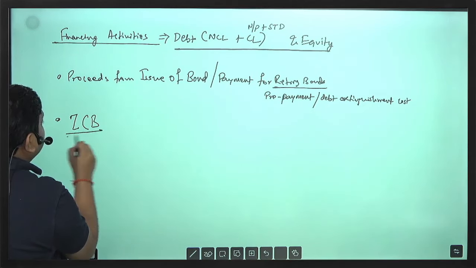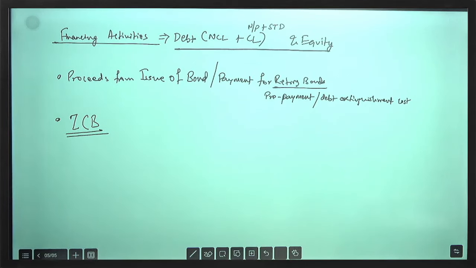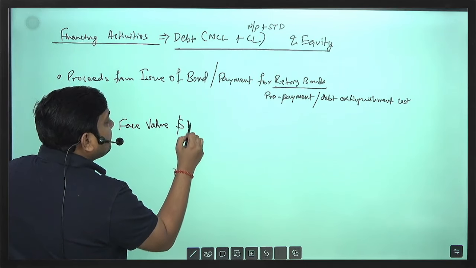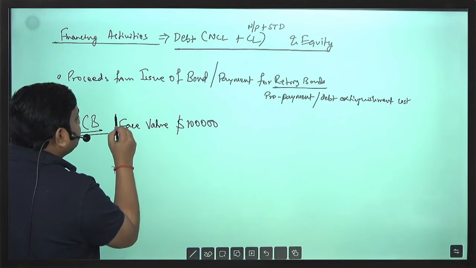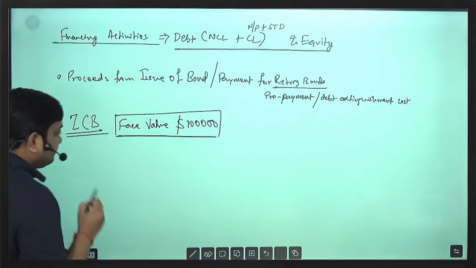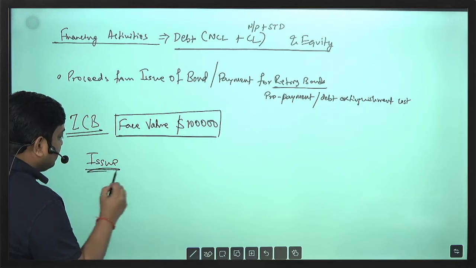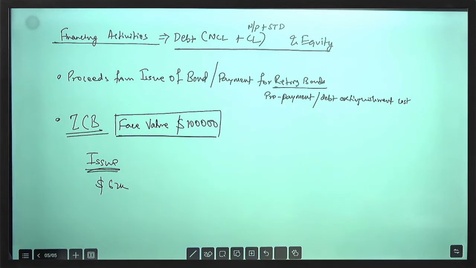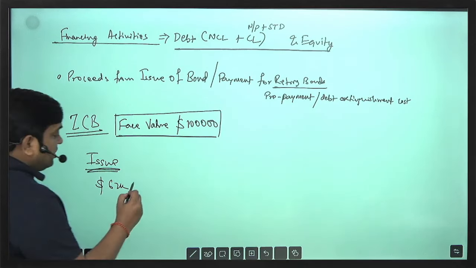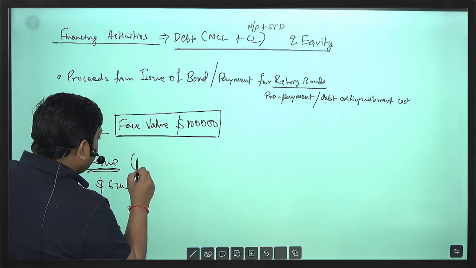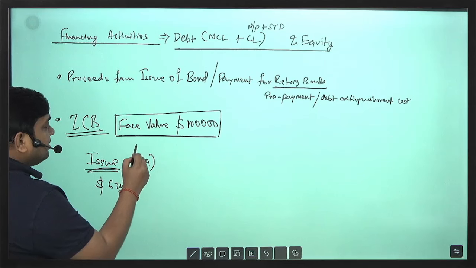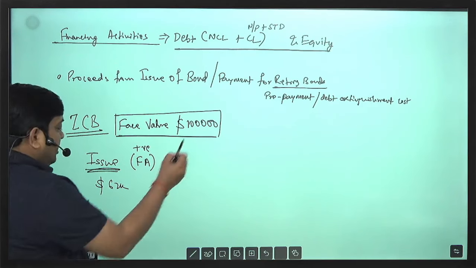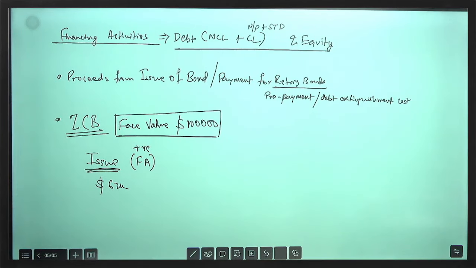Suppose I have issued a ZCB. Its face value is, suppose, $1 lakh. Now at what price will I issue this? 62K. So this is what? Financing activity. Positive cash flow. Issued at a discounted price. Deep discount.